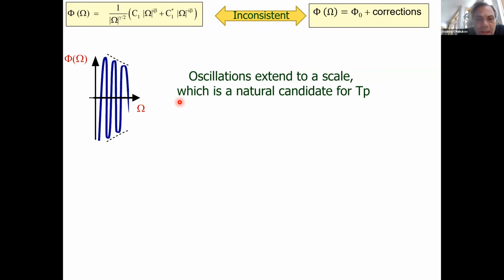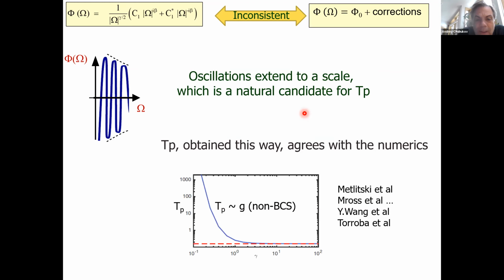And you can also study this a little bit more and find the scale up to which these oscillations extend, and say, well, this scale should be a candidate for the instability temperature. And again, ask your friend computer, and the computer tells you that yes, this is the case. So basically the scale up to which this oscillation extends is the scale of instability temperature that you can get by just solving the linearized equation.